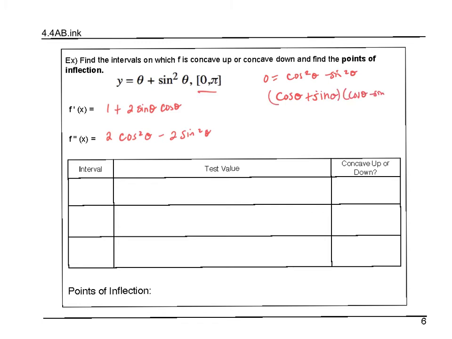Cos theta plus sine theta times cos theta minus sine theta. So we solve each of these. When is cos theta equal to negative sine theta? And when is cos theta equal to sine theta? So this is at the pi over 4s, right? The negatives happen at 3 pi over 4. And the same sign happens at pi over 4. So we go from 0 until pi over 4, until 3 pi over 4, and 3 pi over 4 until pi.